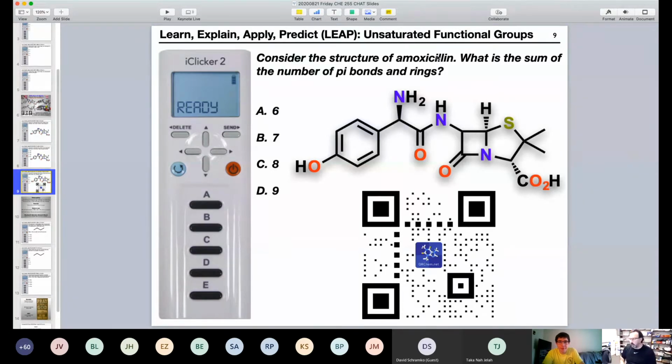Are pi bonds that are parts of rings included in this? Can you repeat that again real quick? Are pi bonds that are parts of a ring included in this? Yes, every single pi bond.